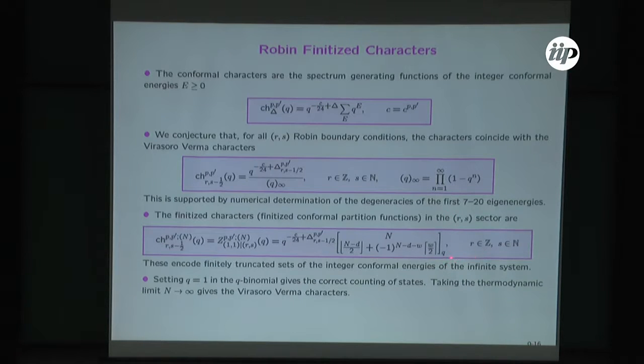And in this case, you remember this binomial in counting states from my early slides. Now this is just a Q binomial instead of a binomial. And when you use a Q binomial, this gives correctly the finitized characters. So that's also a very nice observation. When you set Q equal to 1 in here, it just reproduces the correct counting of states. Moreover, if you take n to infinity in this expression, then this becomes 1 over this Q infinity, so you reproduce the full Virasoro Verma character.